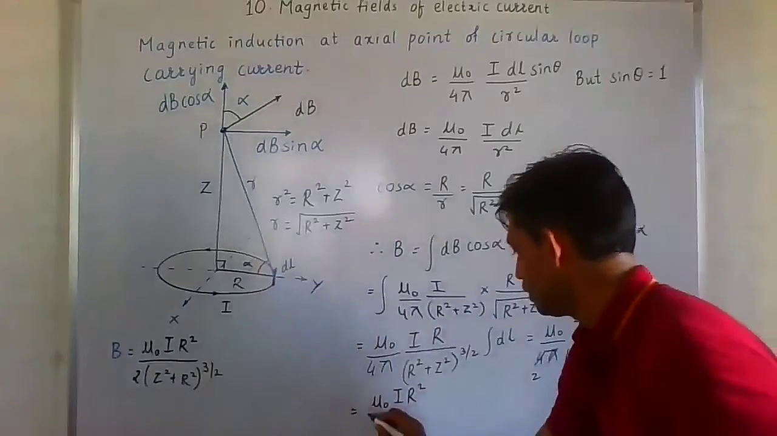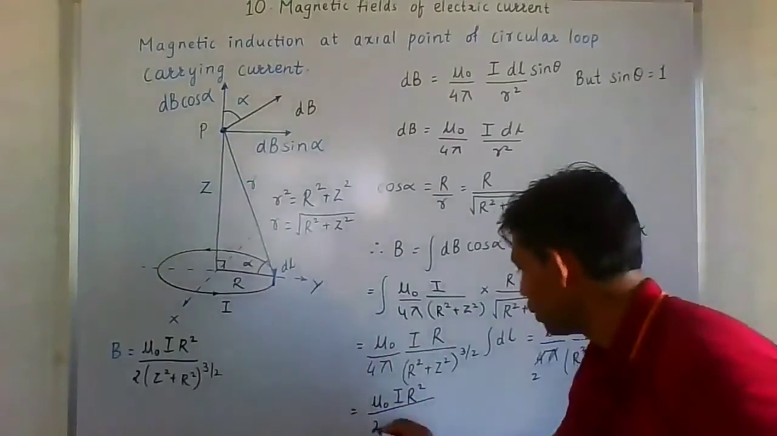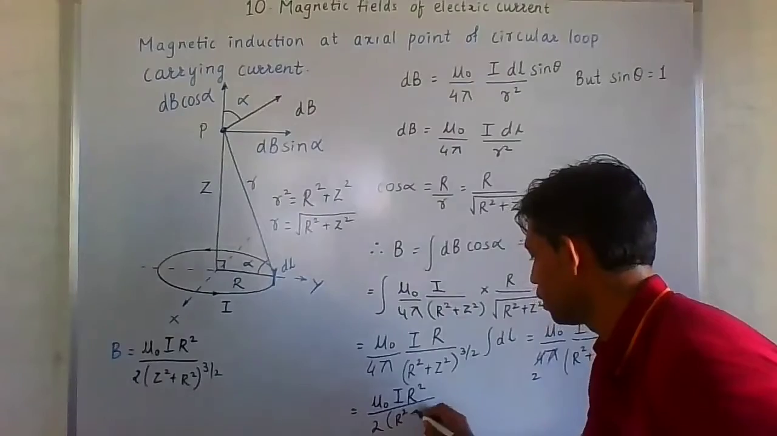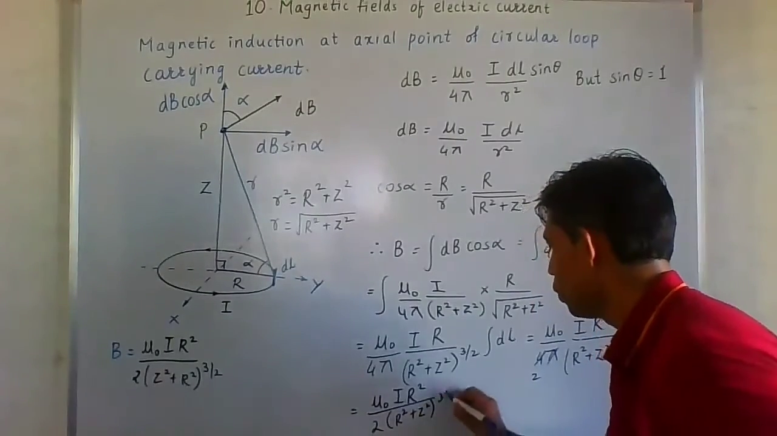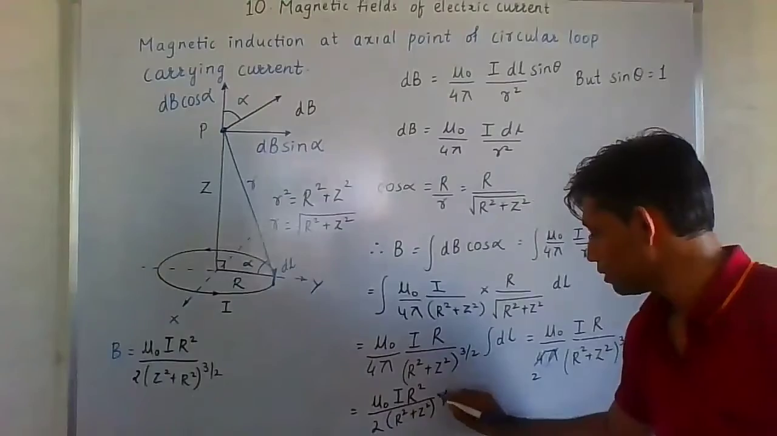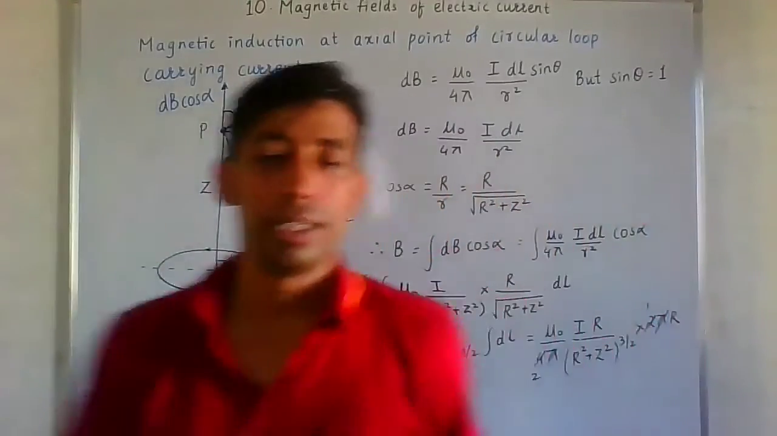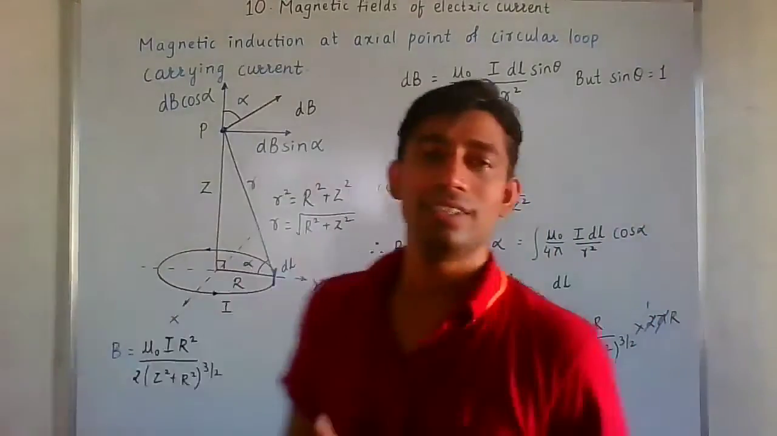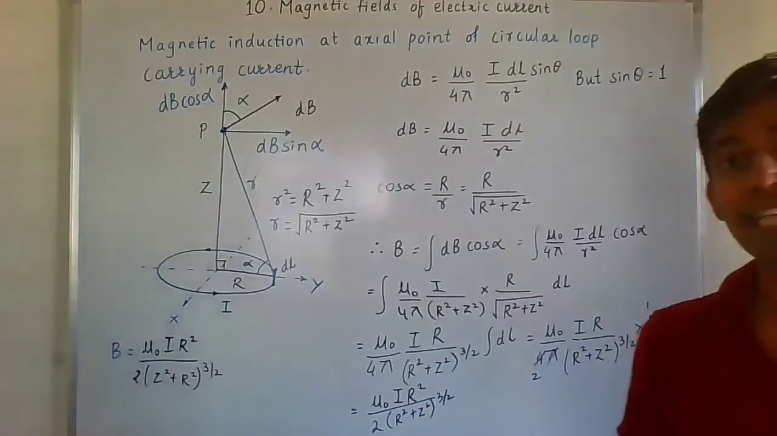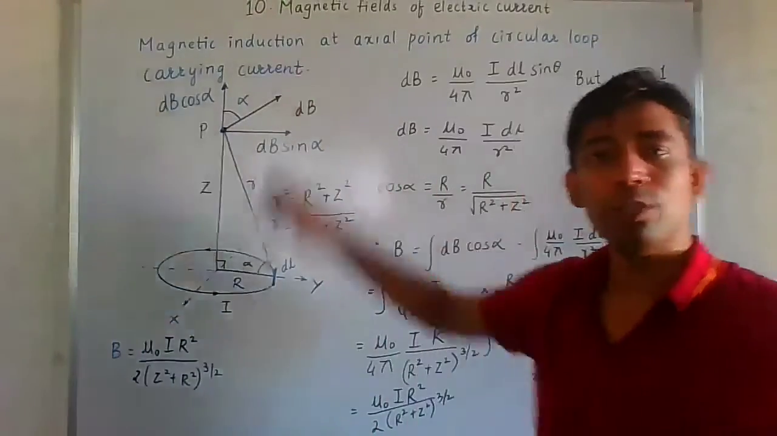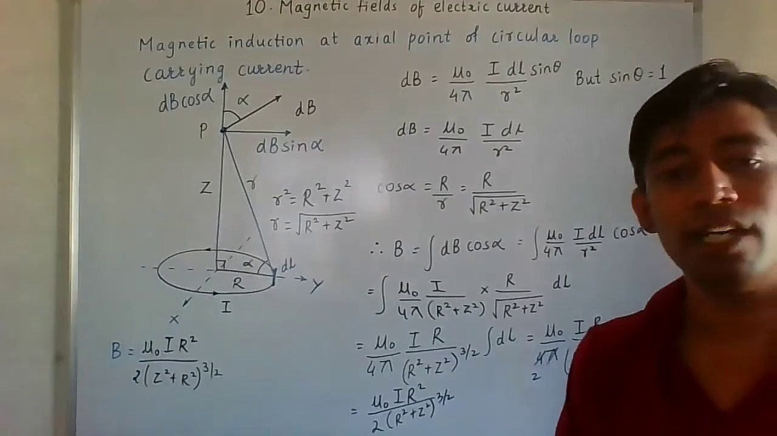Okay, and this divided by 2 which is present over here, then r square plus z square whole raised to 3 by 2. I hope this answer matches with the starting part that I told you. Correct? So this is the magnetic induction at an axial point, axial point due to circular loop carrying a current.